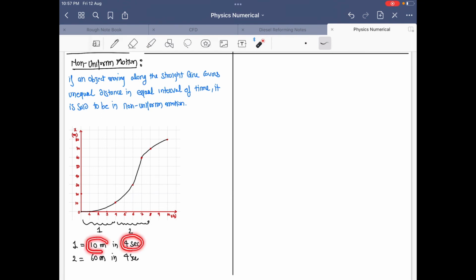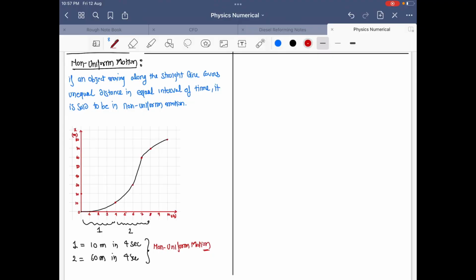Now you will see there is a difference. For the first 4 seconds, the object has covered 10 meter, and for the next 4 seconds, it has covered 60 meters. That means the object is covering unequal distance in equal intervals of time. Such kind of motion is known as non-uniform motion.